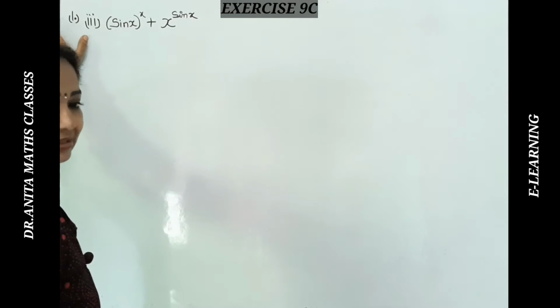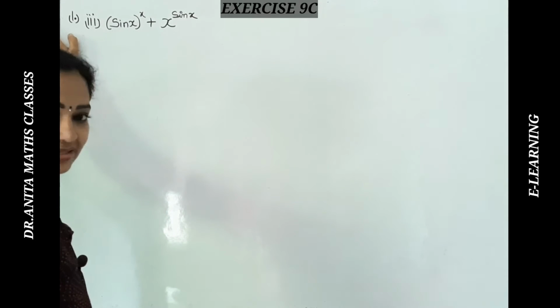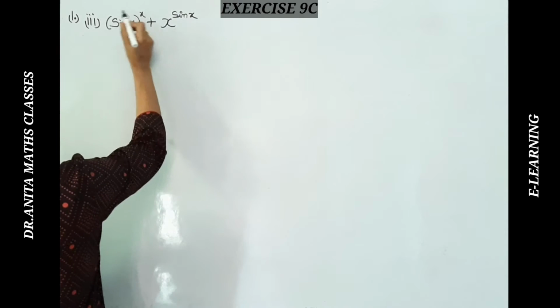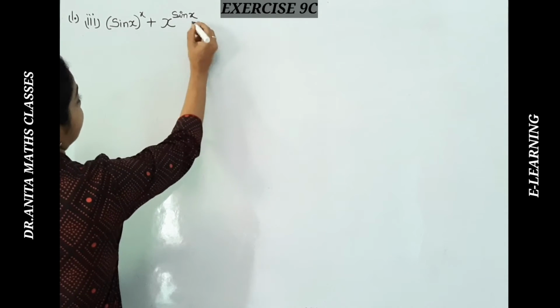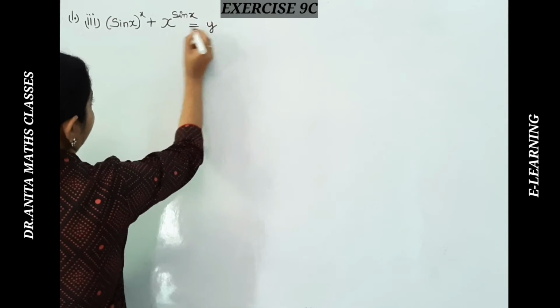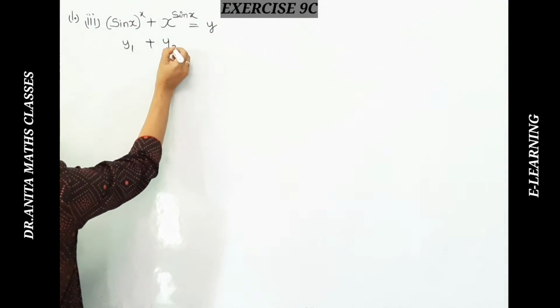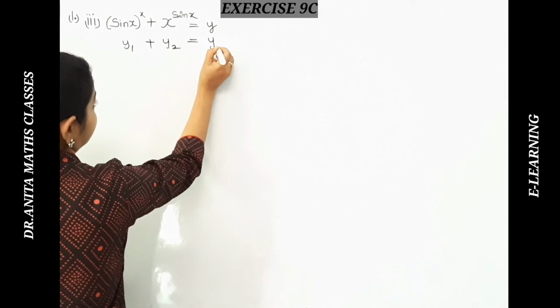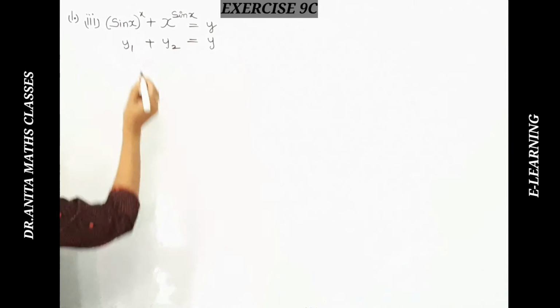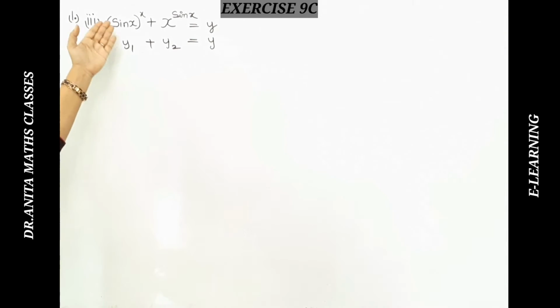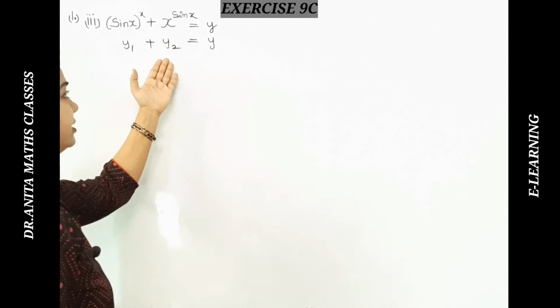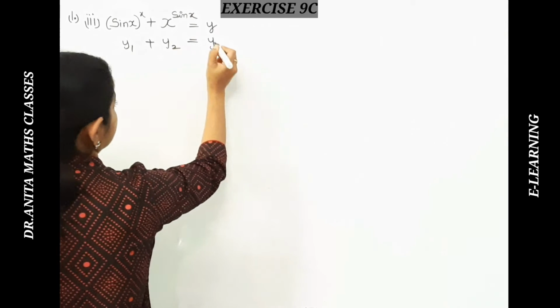The third problem here. The second and the fourth bits you do for yourself, practice it. It is in the same way, in the same fashion, okay? So here again two functions with an addition sign. We will suppose this as y and this first function as y1, this as y2, so they sum up to y. Let y1 equal to sin x raised to the power of x, y2 equal to x raised to the power of sin x. So y1 plus y2 is equal to y.